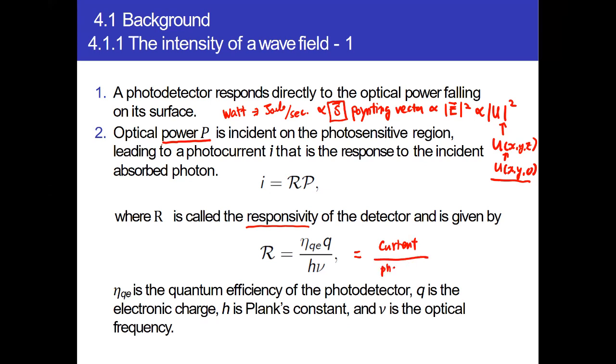So that is the current for photon energy. How much current do we get for the photon energy or photon power? Usually the current is in ampere and the power is in watt, so responsivity is in ampere over watt. That is usually the best definition of the responsivity of a photodetector.